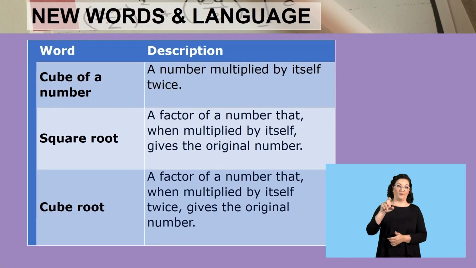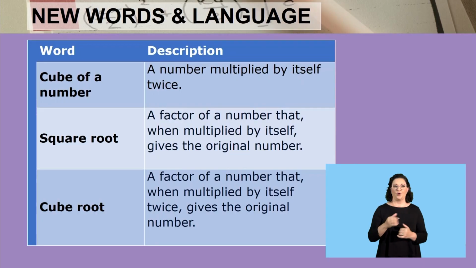And square root is actually the opposite of square. It's a factor of a number that when multiplied by itself gives you the original number. The square root of 4 is 2 because 2 times 2 is 4. So these are opposites. Same with a cube root. A factor of a number that when multiplied by itself twice gives the original number. Make sense? 2 times 2 times 2 is 8, but the cube root of 8 is 2.